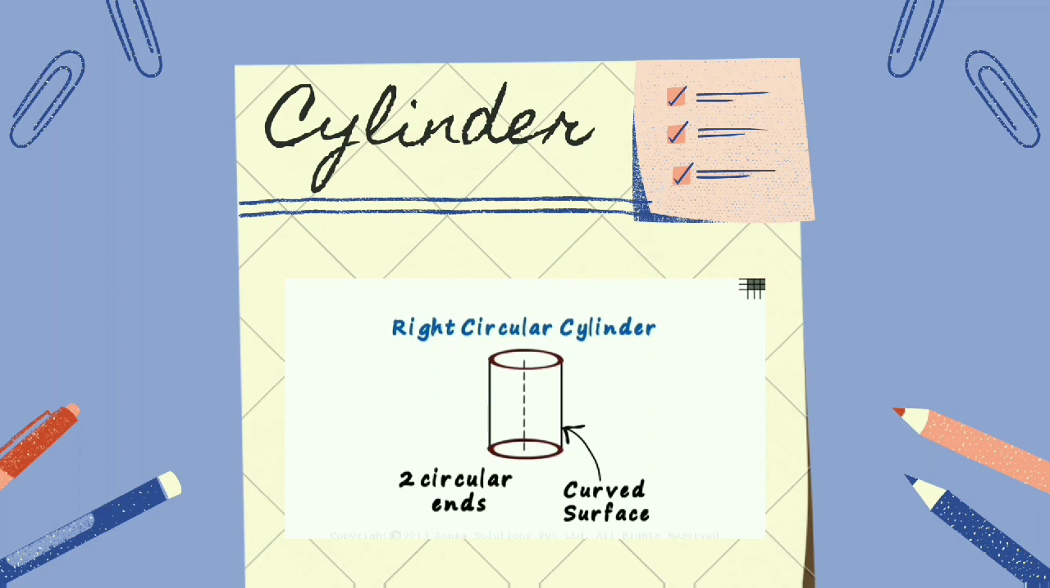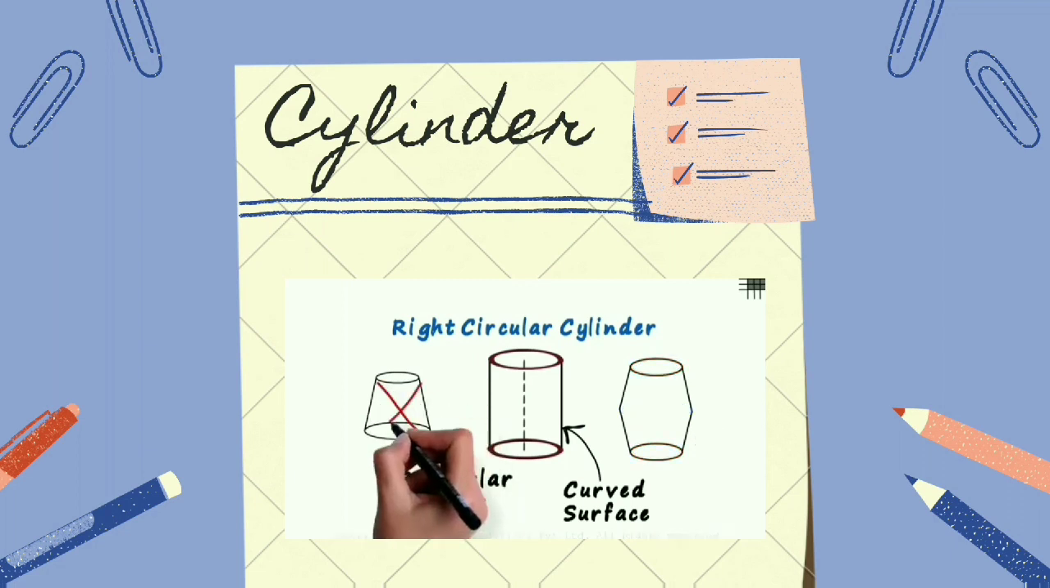We say that it has the same cross section from one end to the other. It cannot be like this or like this. This one does not have equal circles at the ends, and this one does not have the same cross section throughout, which is why both are not right circular cylinders.